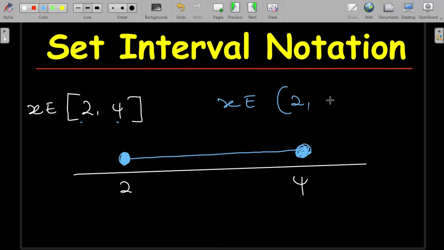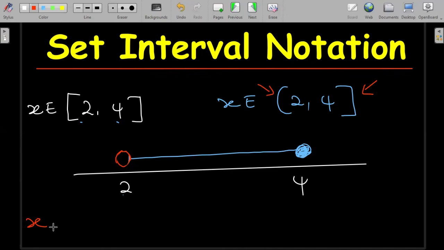What about if my interval was x is a member of, and then I say (2, 4]? Here you see that we have a mixed bracket: there's a curved, there's a square. So here they mean 2 is not included, but 4 is included. So I'm going to draw an open circle, but I'm not going to shade it. So I'll erase the shaded part there, like that. The 2 is not included, so I draw an open circle just above the 2, and the 4 is included, so I draw a closed one.